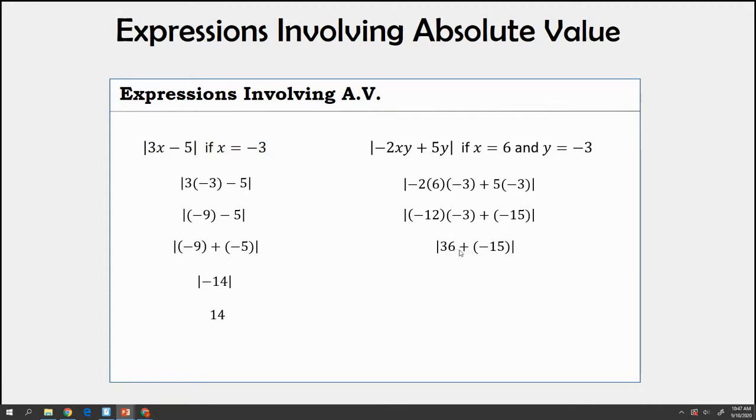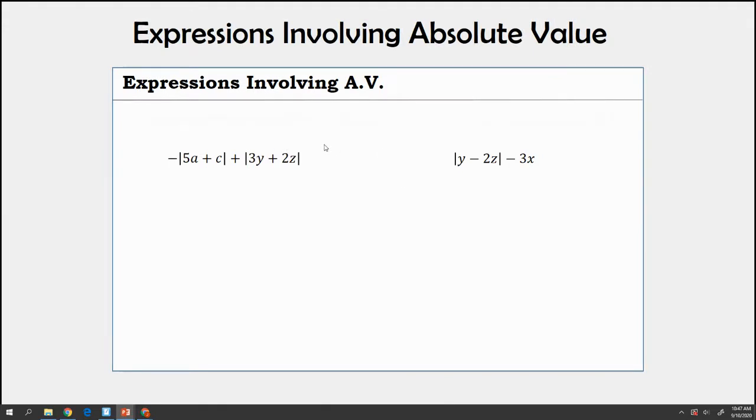So when I add a positive plus a negative, you're really subtracting those, taking the sign of the larger. So our answer is 21. The absolute value of 21 is, how far from zero is 21? 21 units. And there's our simplified answer. So it's substituted in one step at a time.